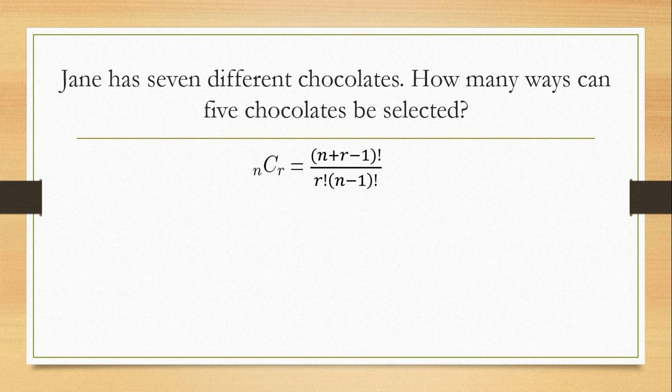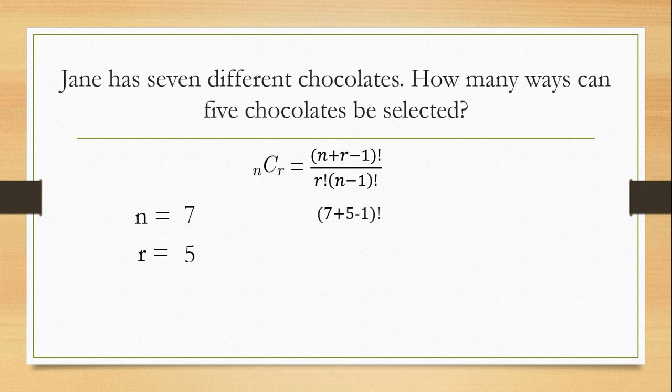Jane has 7 different chocolates. How many ways can 5 chocolates be selected? Okay, so let's identify the value of our n and r in our problem. So the value of n is equal to 7 since we have 7 different chocolates, and r is equal to 5 chocolates. Then let's substitute the value of our n and r in our formula.